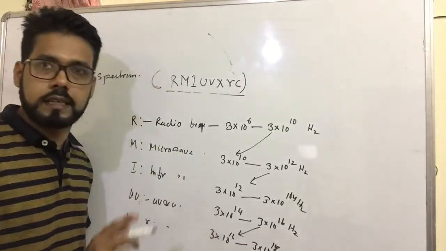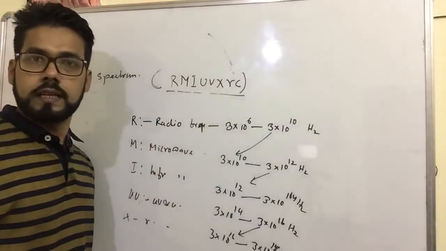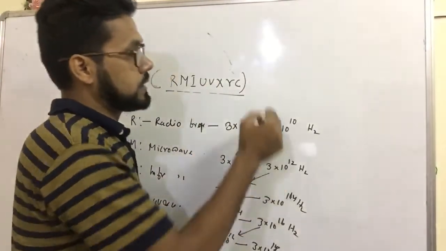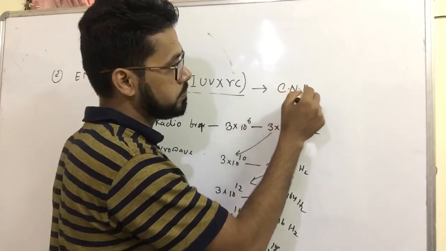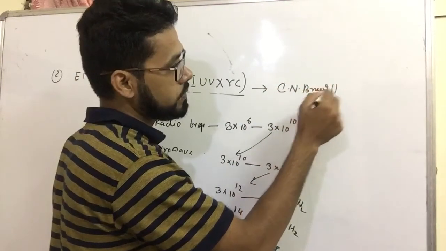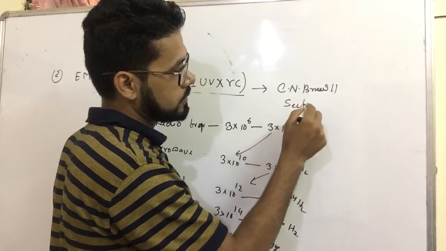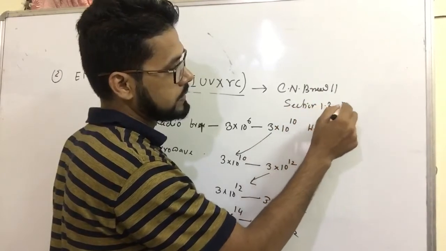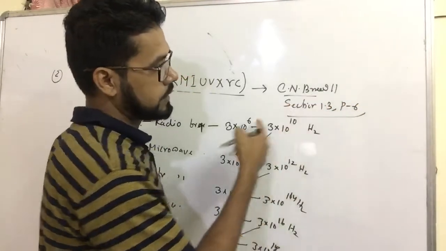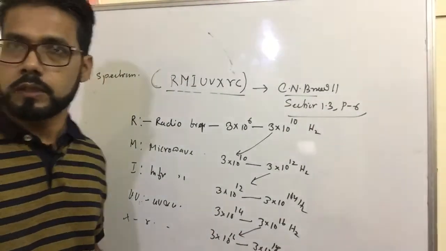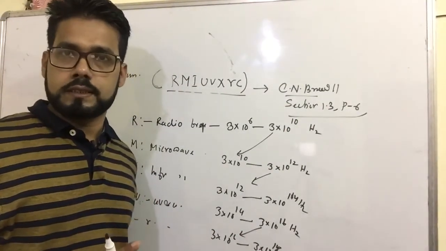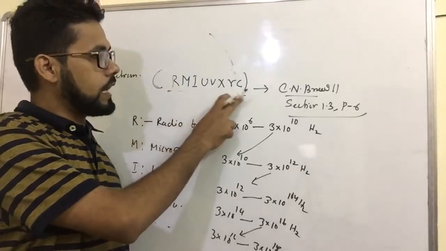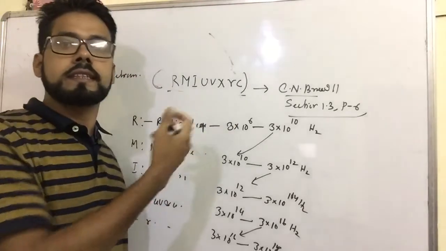This way it goes like that up to 22. Okay, and this spectrum is already given in the spectroscopy book, C N Banwell, section number 1.3, page number 6. Okay, but this code is abbreviated so that we can easily remember.